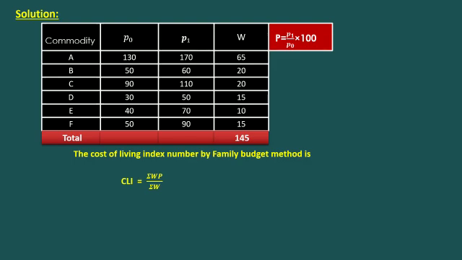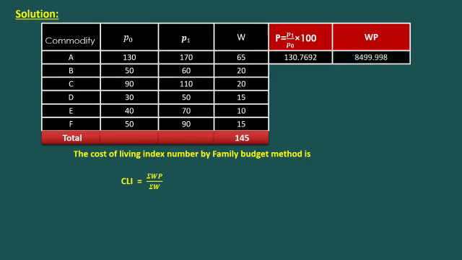Applying this formula for commodity A, that will be 170 divided by 130 into 100, which gives us the answer of P for commodity A as 130.7692. Hence, the value of WP for commodity A is 65 into 130.7692, which will give us 8499.998. Same way, we shall apply the formula for all commodities and find the values.